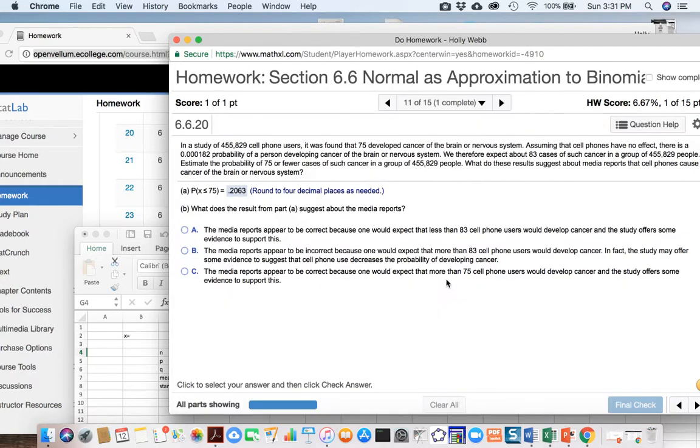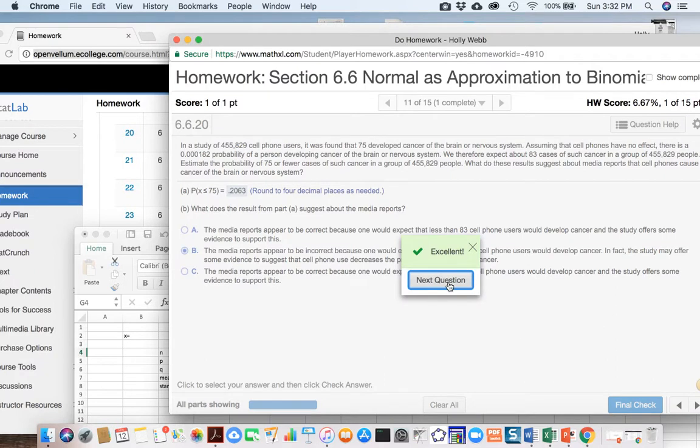And that works. And then it says, what does this suggest about the media reports? And since in the number of cell phone users that we actually had fewer cases than we would expect, then it would appear that the reports of cell phones causing cancer would be incorrect, because one would expect more than 83 cell phone users to develop cancer. The study may offer evidence to suggest cell phone use decreases the probability of cancer. So it doesn't support the theory of cell phones causing cancer.